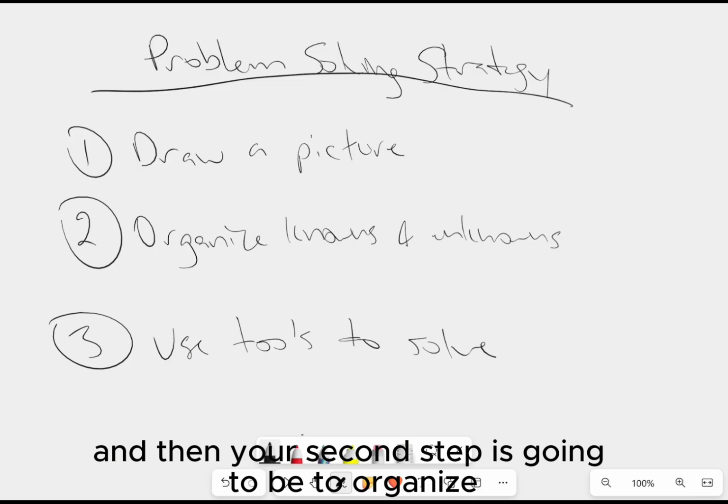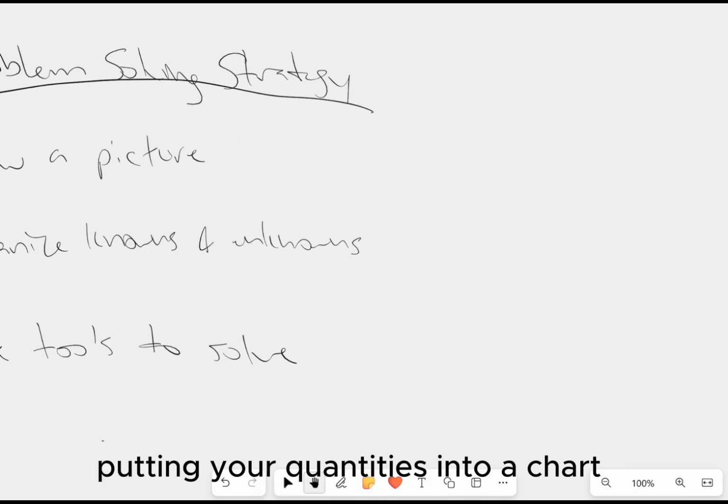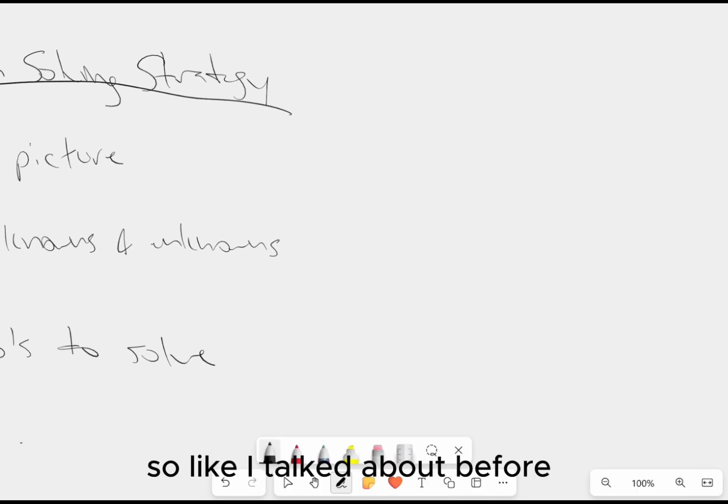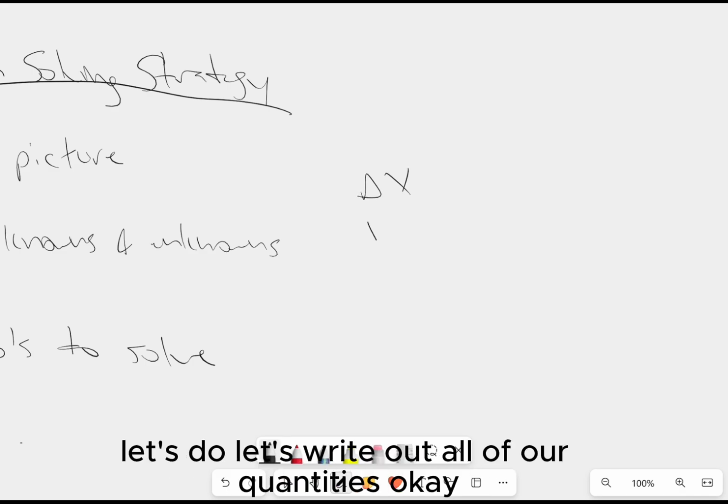And then your second step is going to be to organize your knowns and unknowns. What this basically means is putting your quantities into a chart. Like I talked about before, one quantity is always going to be forgotten. So let's take a look at this. Let's write out all of our quantities.